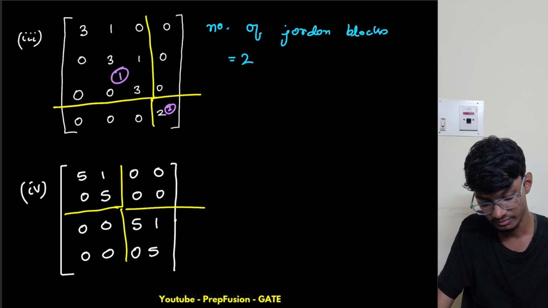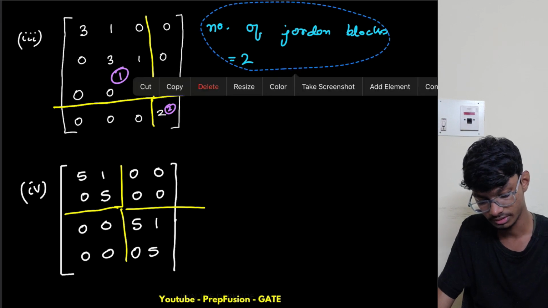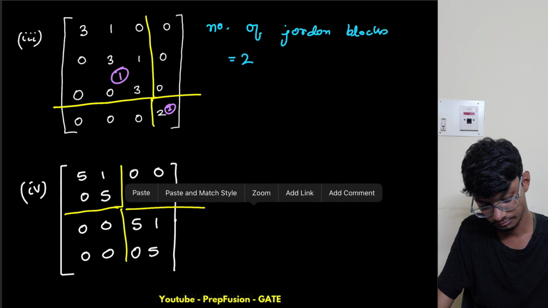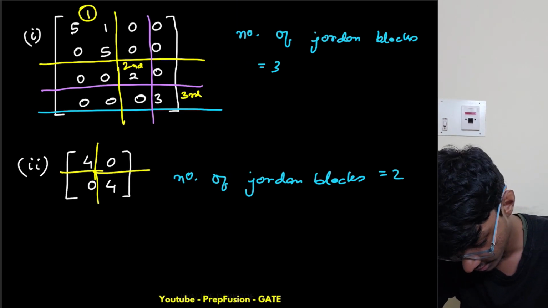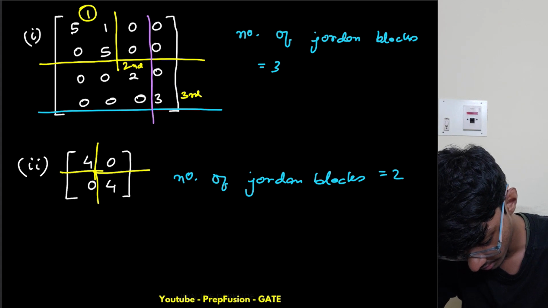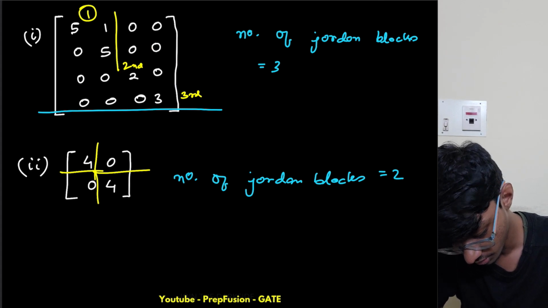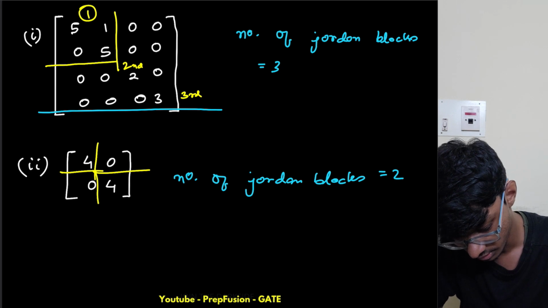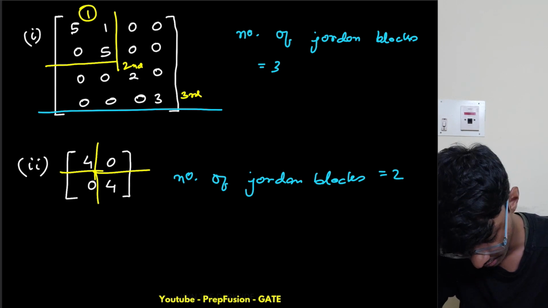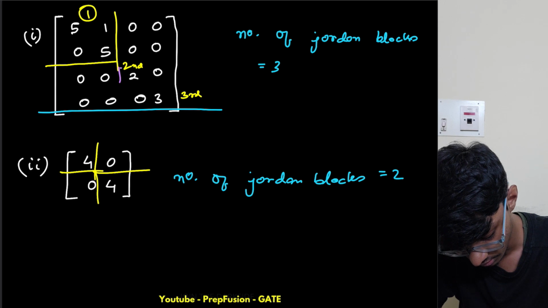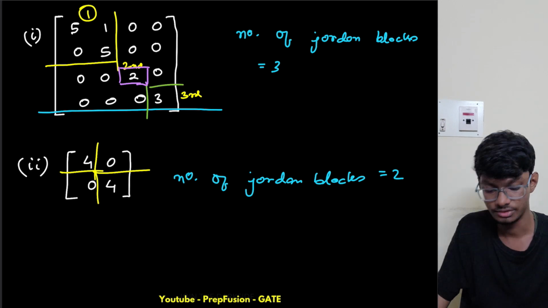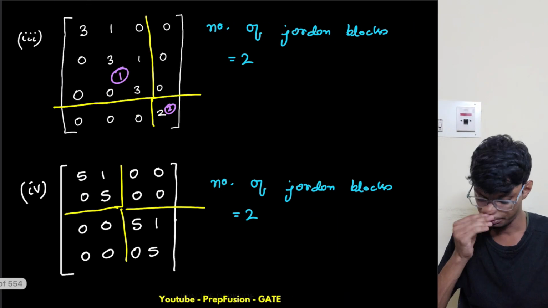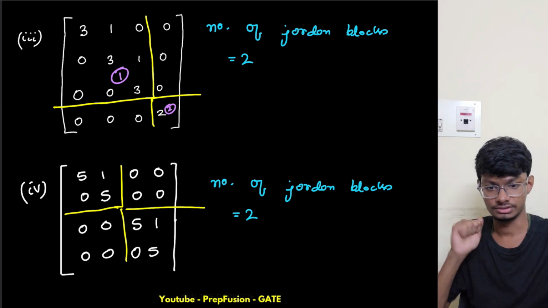So how many blocks do I have? Again, 2. I have 2 Jordan blocks. I should draw this like this, I drew it a bit wrong actually. So the Jordan block, I should draw it like this, then this is another Jordan block, and this is also another Jordan block, this one. So I have 3 Jordan blocks. So basically we see it like this. So we have 2 and 2.